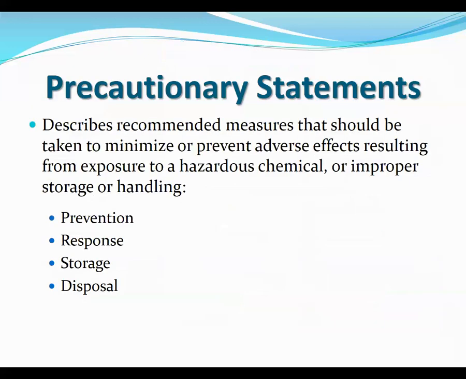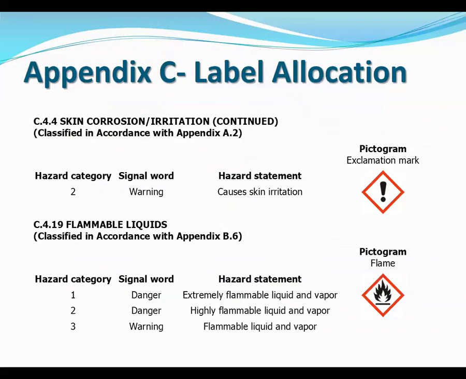Precautionary statements. These describe the recommended measures that should be taken to minimize or prevent adverse effects resulting from exposure to a hazardous chemical or improper storage and handling. This includes prevention, response, storage, and disposal. Label allocation. C44 is a skin corrosion irritation chemical. It would have a hazard category 2, a signal word of warning, a statement of causes skin irritation, followed by a pictogram. In this case, it would be an exclamation mark hazard.